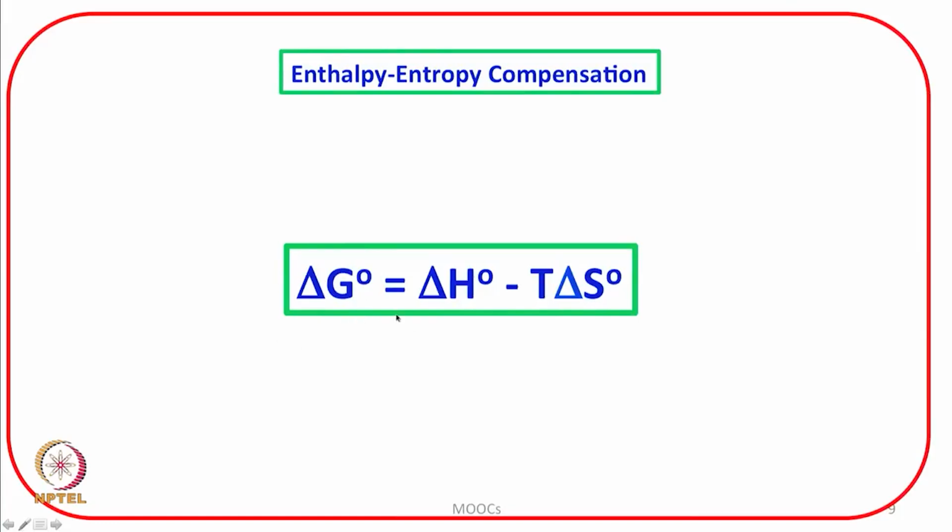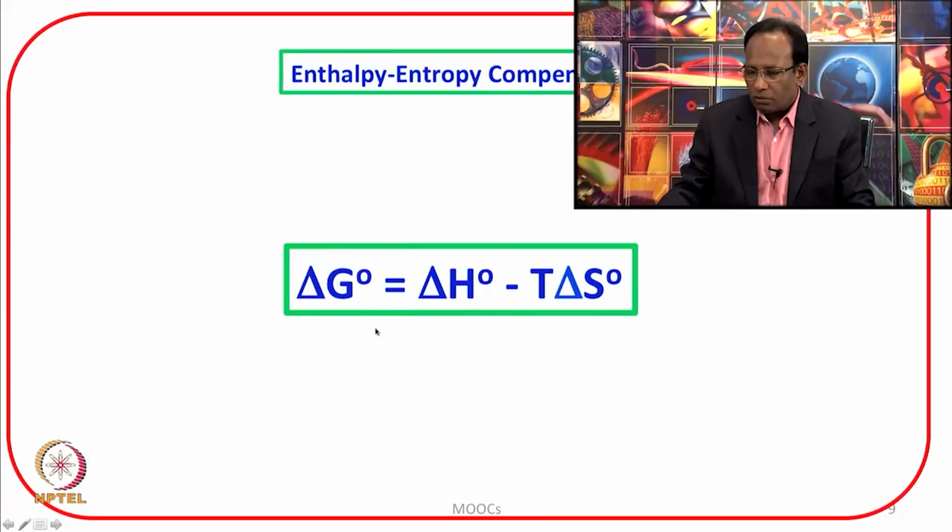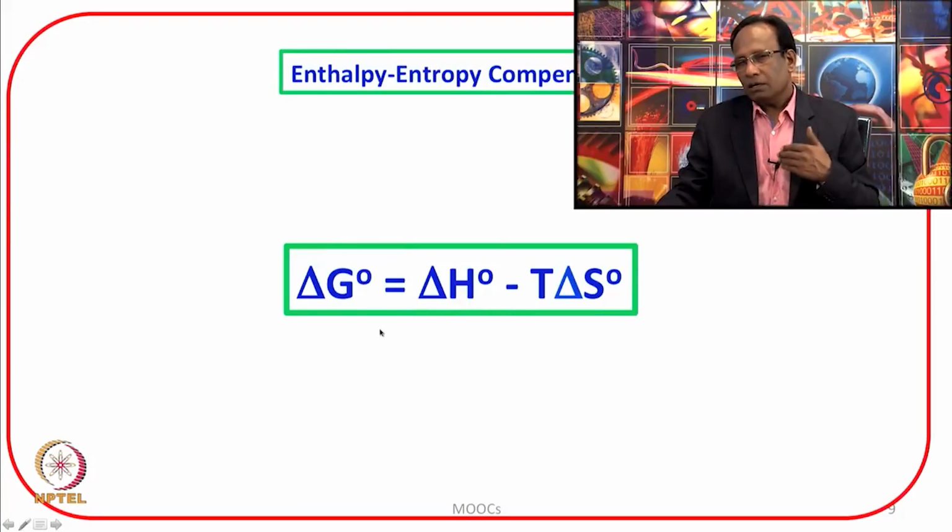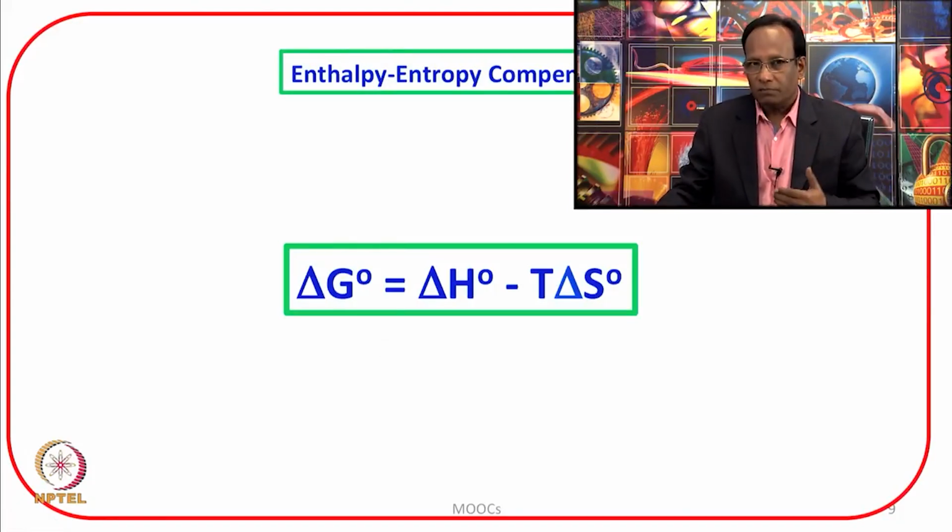In the rational drug design, suppose we are able to achieve the desired delta H naught, what I mean is, if the desired delta H naught should be more and more negative.